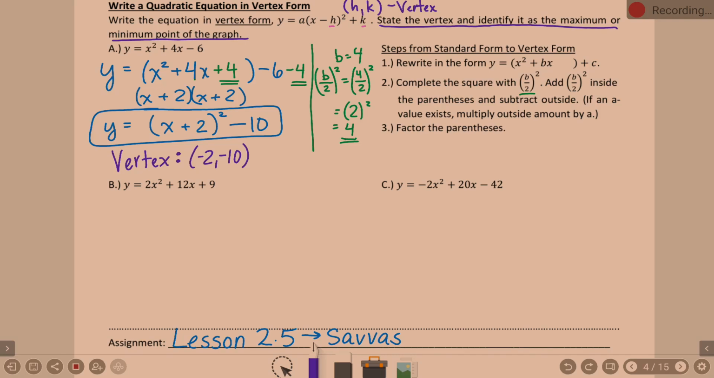Where is your vertex? What kind of parabola do we have going on here? My a value is positive, so that means it opens up. Where's your vertex then? The vertex is at the bottom. When your vertex is at the bottom of a parabola, is it a maximum or a minimum? It's a minimum because it's at the bottom. So this vertex is a minimum. And I think that's all we had to answer, isn't it? Yep. So the vertex is negative 2, negative 10, and it is a minimum.